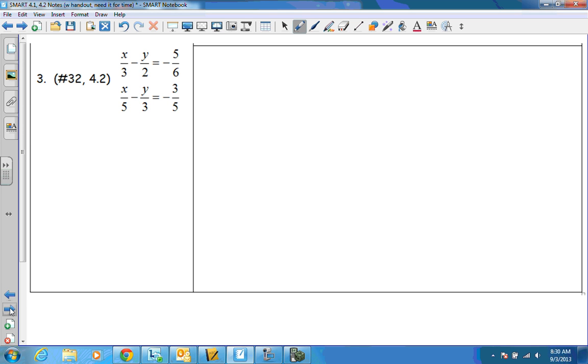Oh no, fractions. No! How do we get rid of them? What do you want to multiply the top ones by? What do you want to multiply the bottom ones by? All right. Get rid of the fractions first. Now, if you want to use 30, you can. 30 is fine.